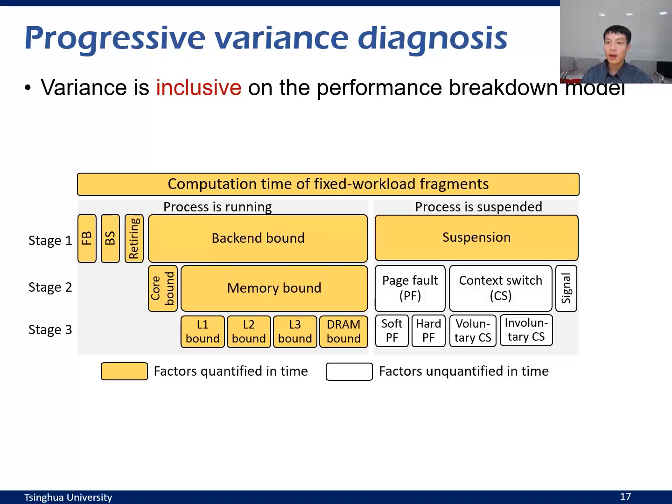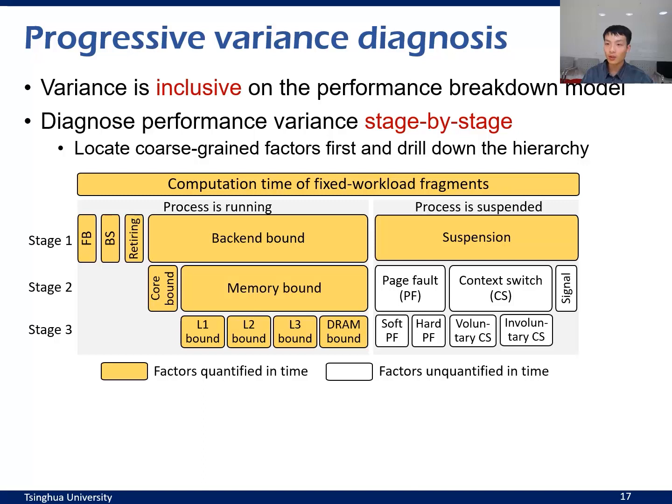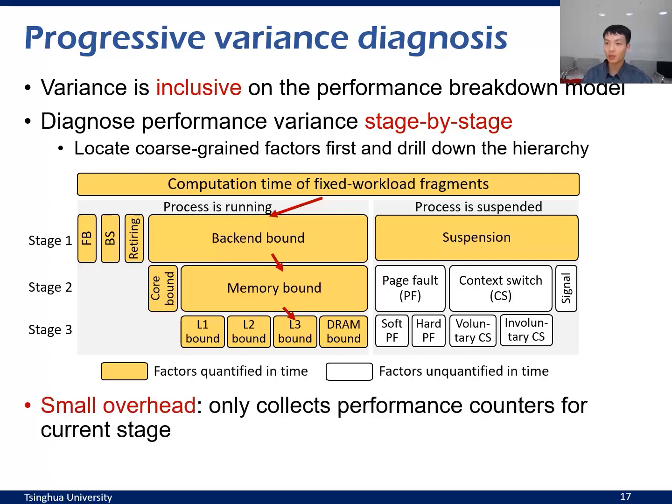Now, after quantifying the time of each factor, we come to the diagnosis algorithm. As we can see in this figure, variance is inclusive in the performance breakdown model, which means the time of a high-level factor includes the time of the low-level factors. So, we can diagnose performance variance stage by stage. At first, Vapro locates a coarse-grained factor and drills down the hierarchy. This method keeps a small number of collected performance data, and it introduces relatively small overhead.